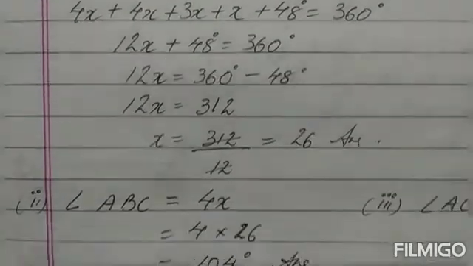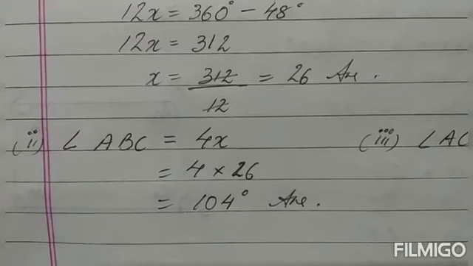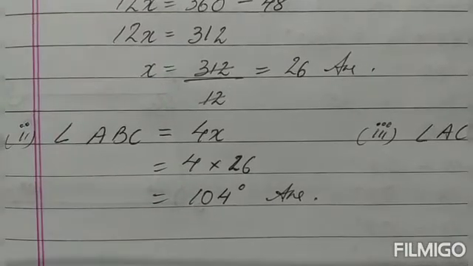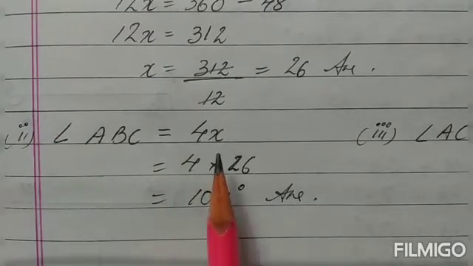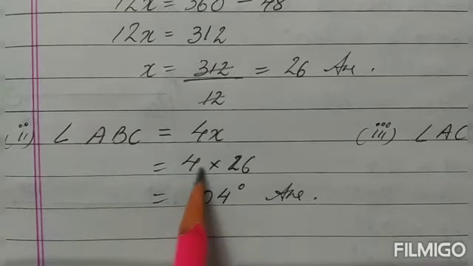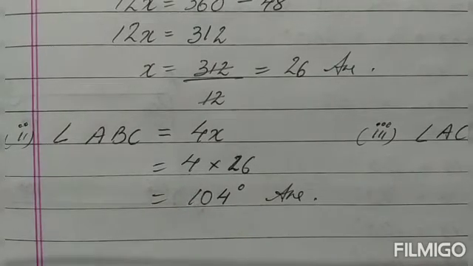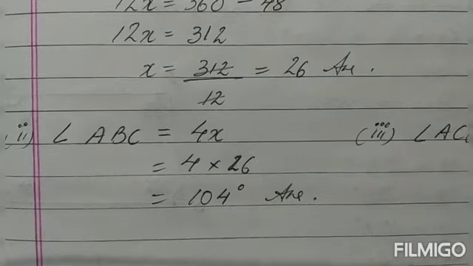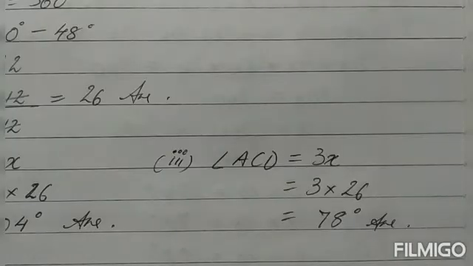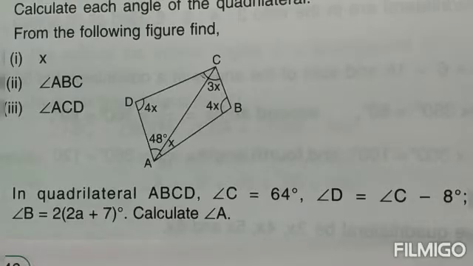Later, in the second part of this question, you have to calculate the value of angle ABC. Angle ABC is 4x, so put the value of x: 4 into 26 is 104. And in the third sub part, you have to calculate the value of angle ACD. That is 3x, put the value of x in this, so the angle is 78 degrees.